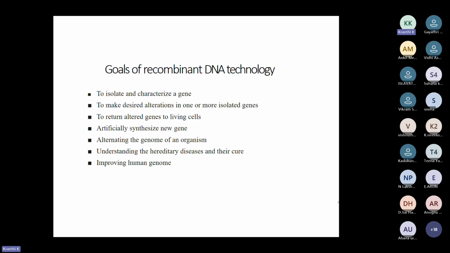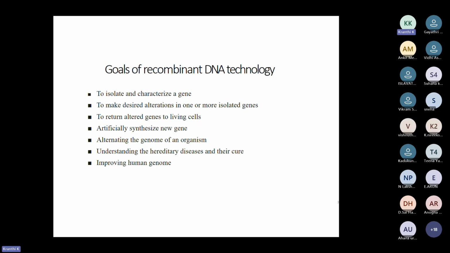So what is the goal of recombinant DNA technology? To isolate and characterize a gene, which is nothing but cutting a gene. We have a big gene sequence, so you cut a part of the gene, isolate it, and then characterize what code is in that gene and what it is going to express. You can do that using this technology.